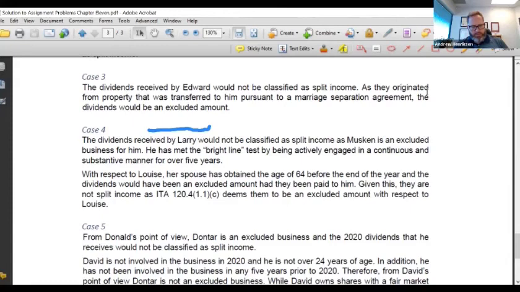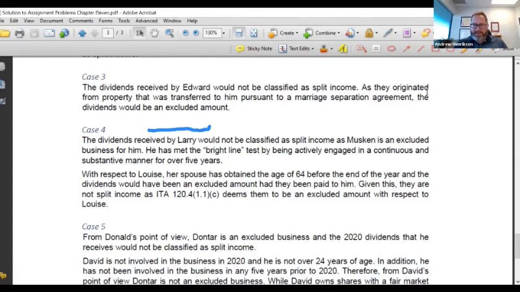Let's hop to number 4. We might as well go through them all here. We're almost there. Case 4. We have Larry and Louise Martin. They own 95% and 5% respectively. So Larry 95, Louise 5 of Muskin Enterprises, a Canadian private company.